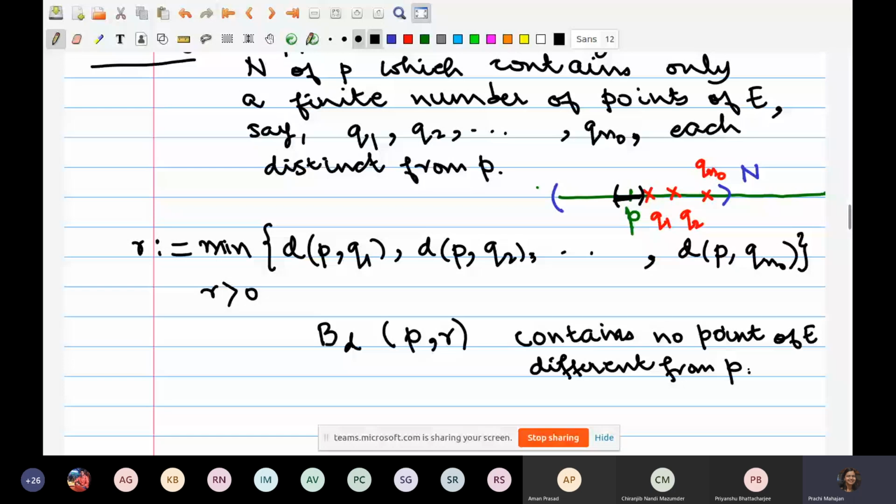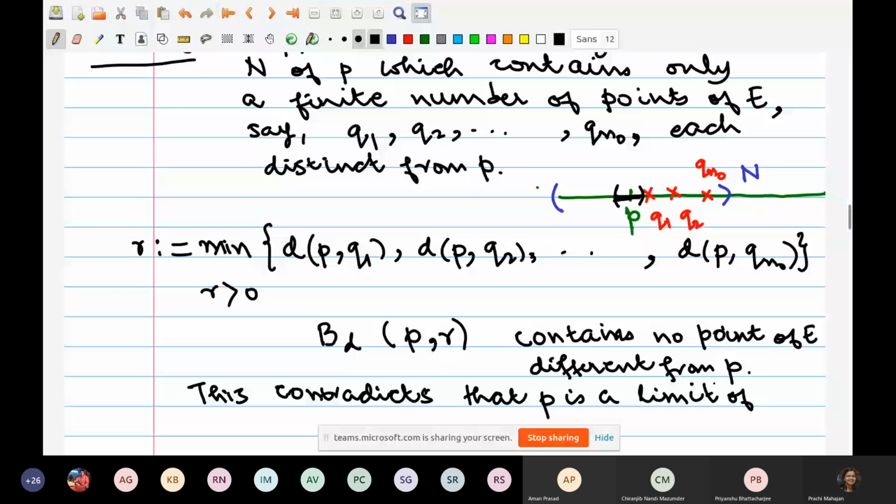This is a contradiction to the assumption that P is a limit point of the set E, and hence we are done. Is this okay with everybody present here? Yes, ma'am. So do we take it as a yes with all the students present here? Yes, ma'am.